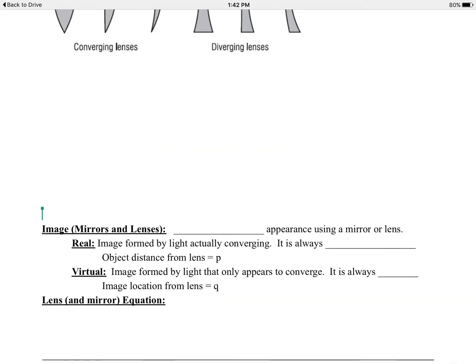So as with mirrors, lenses can form images with light that passes through them. An image is an optical appearance using the mirror or the lens. Like we mentioned with mirrors, there are real images caused by actual light converging. These images are always flipped upside down if your object is right side up.